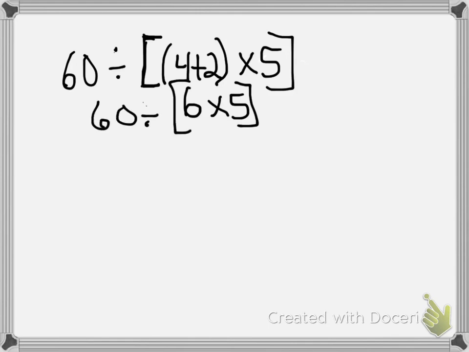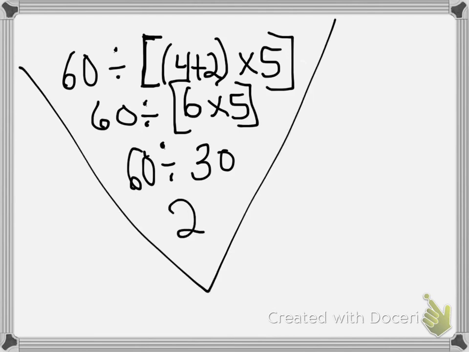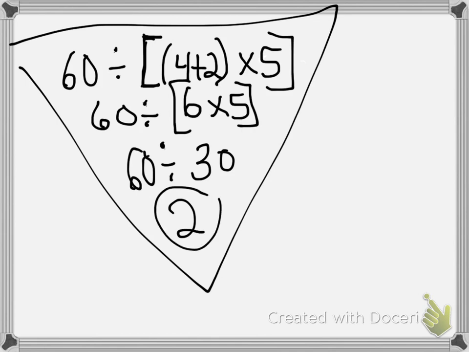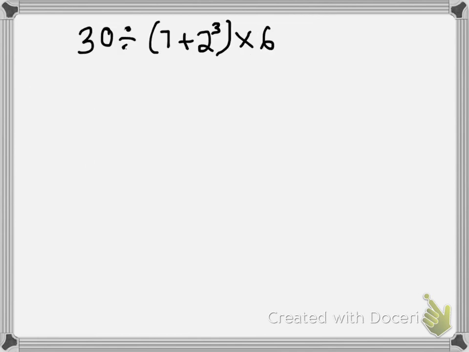Now I'm ready for my outer parentheses. So I've got that 6 times the 5 for that, and that gives us a 30. I'm going to bring down my divided by and my 60. And now I'm going to do my 60 divided by 30, and that is 2. So there is our next example. There's our pizza with our pepperoni answer. Moving on to our next example that we have.